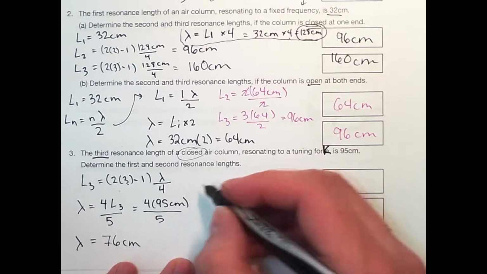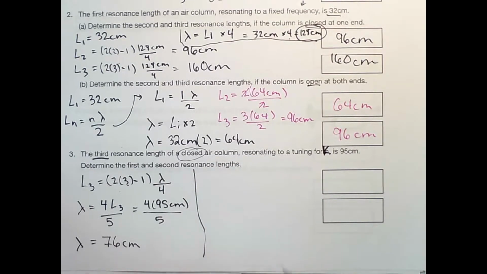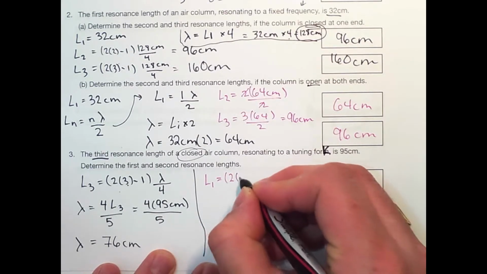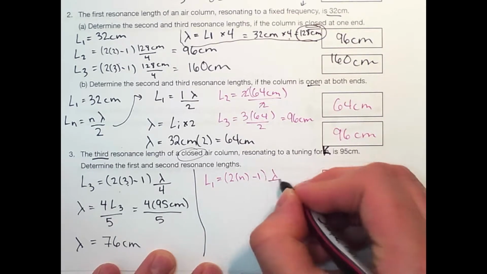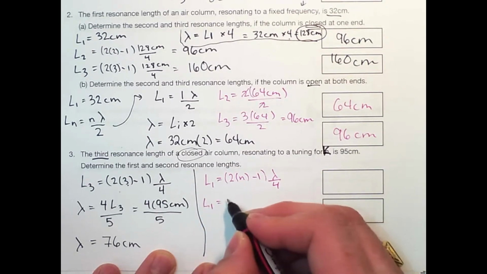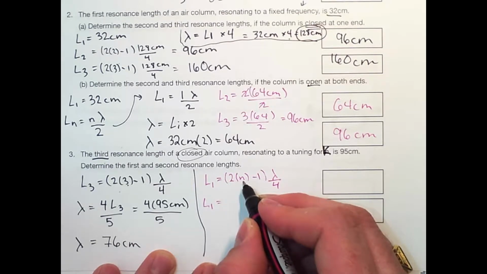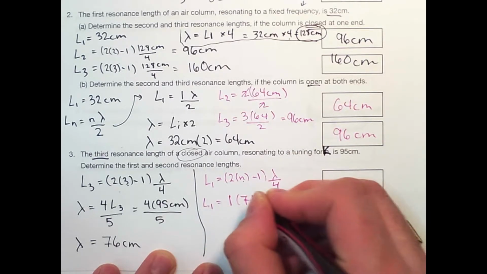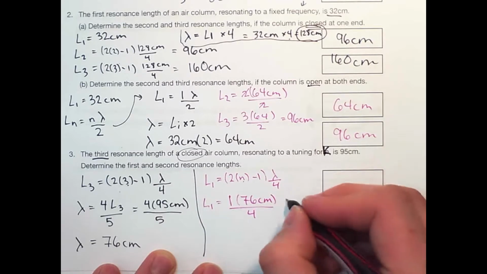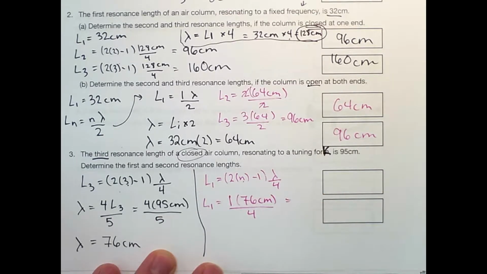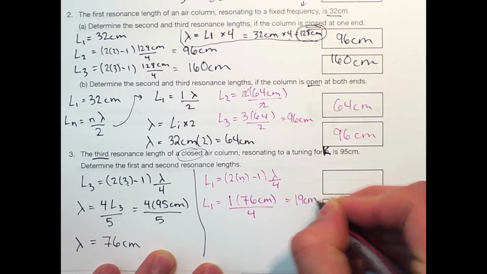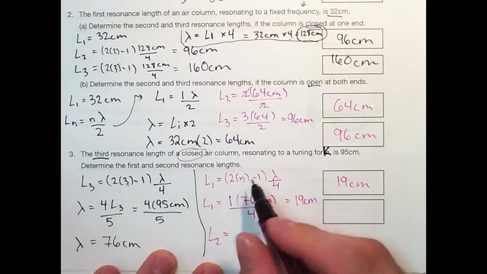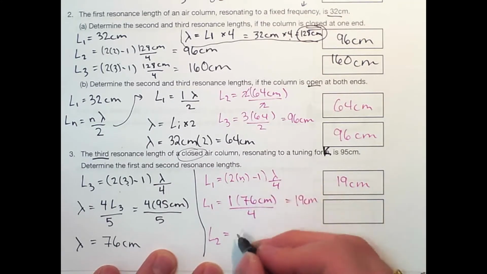So now that we know lambda, we can use our other equations. So L1 for a closed tube would be (2n minus 1) lambda over 4. Let's just plug it in. 2 times 1 is 2, take away 1 is 1, times 76 centimeters over 4. So 76 divided by 4 is 19 centimeters. We do the same thing for L2. L2 is 2 times 2 is 4, take away 1 is 3.